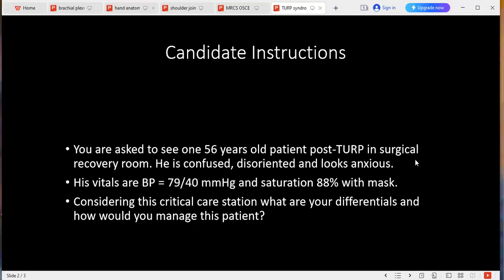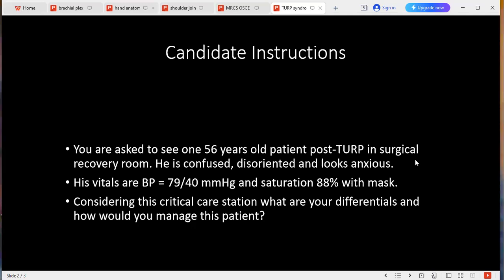This low oxygen saturation, even with the mask, leads to what kind of symptoms in the patient? The first symptom would be the confusion. The patient could be agitated, restless, and he can experience acute myocardial infarction in this case of hypoxia as well. It could also be because of pulmonary edema. The confusion could be because of low sodium. Right, you've already told me.